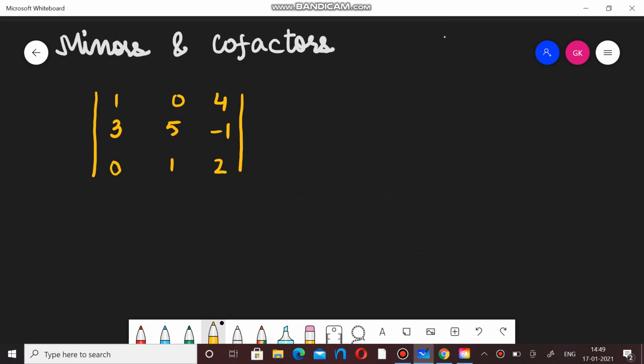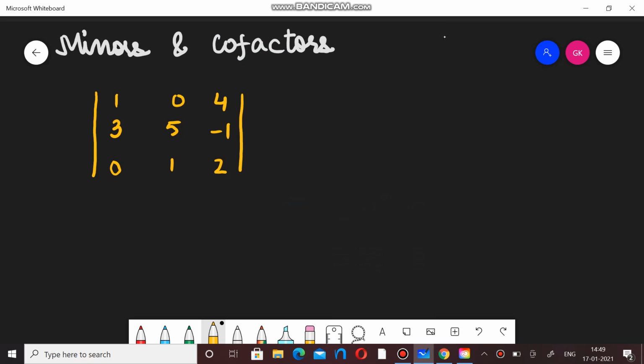Hi everyone, we are going to do minors and cofactors today. First of all, I would like to tell what minors are and how many minors are possible. I have taken a determinant of the order 3.